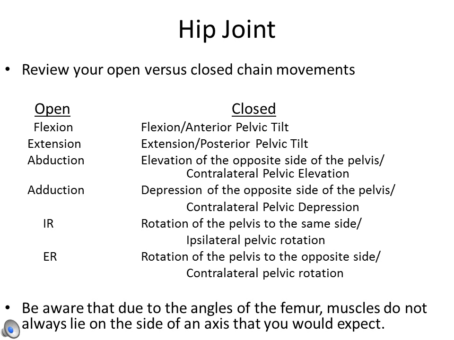elevation. Open chain hip adduction is similar to closed chain depression of the opposite side of the pelvis, or contralateral pelvic depression. Open chain hip internal rotation is similar to closed chain rotation of the pelvis to the same side, or ipsilateral pelvic rotation. Open chain hip external rotation is similar to closed chain rotation of the pelvis to the opposite side, or contralateral pelvic rotation.